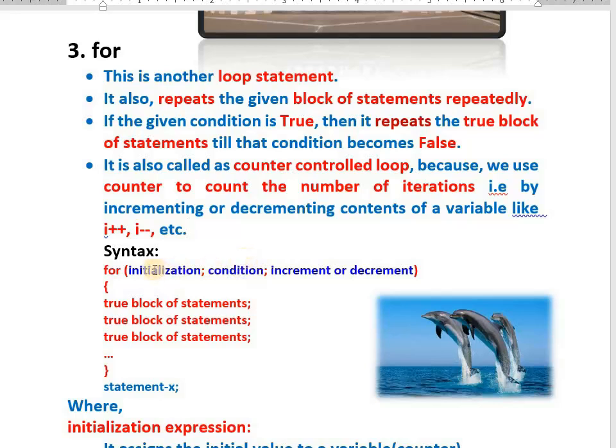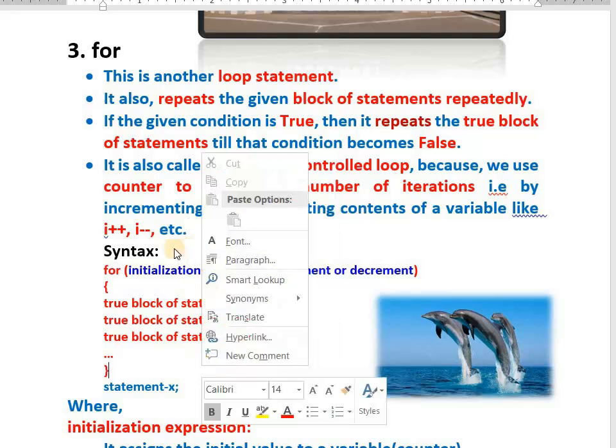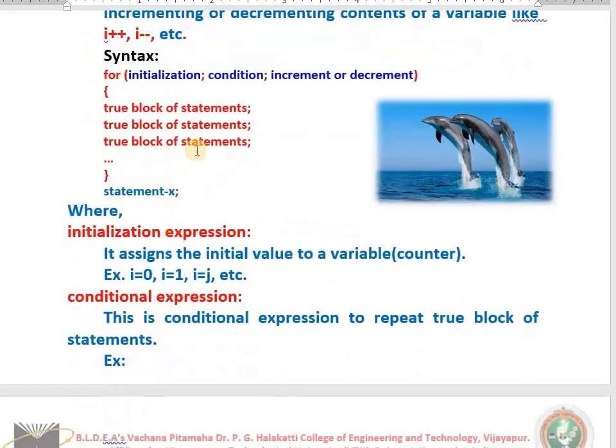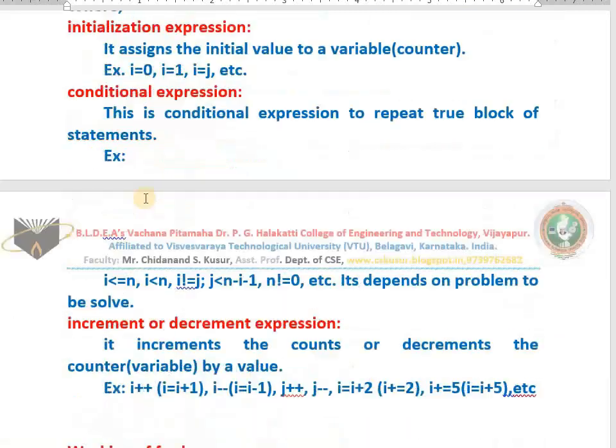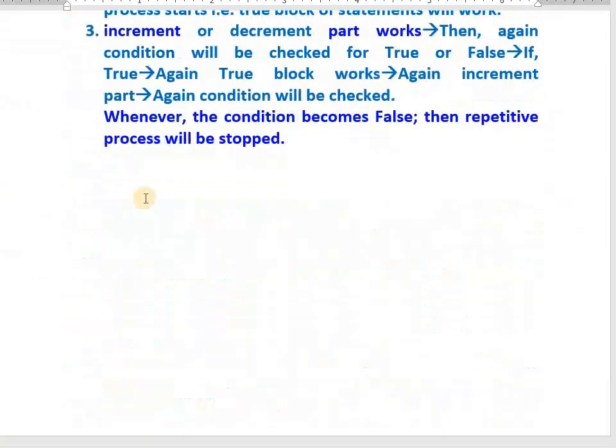Initialization part works only once, for the first time. Afterwards not at all. Second is true, body. Third, second, body. This is the working of for. Now look at the example first, so that you can understand all this syntax. And I show you an example.